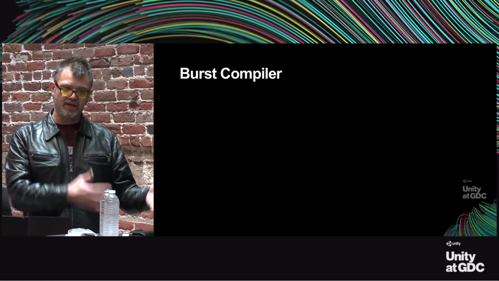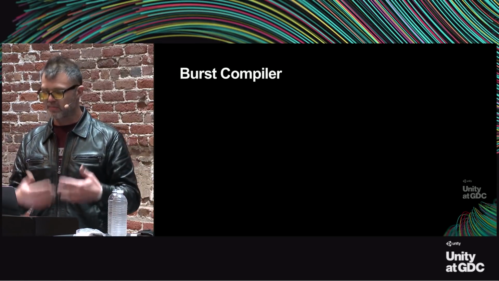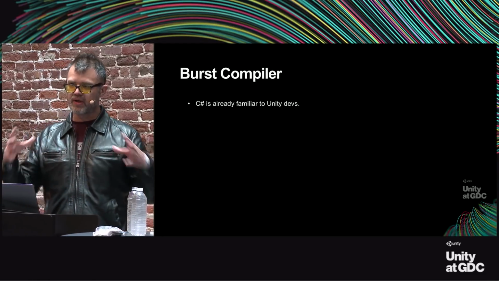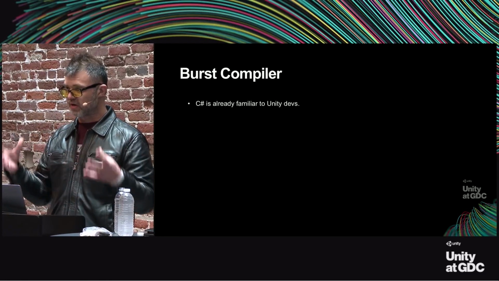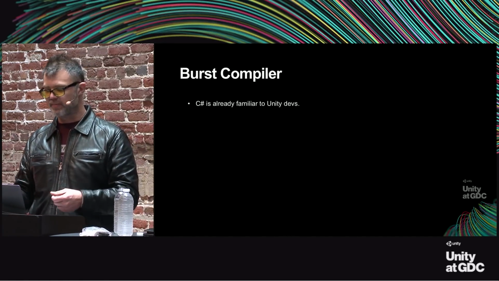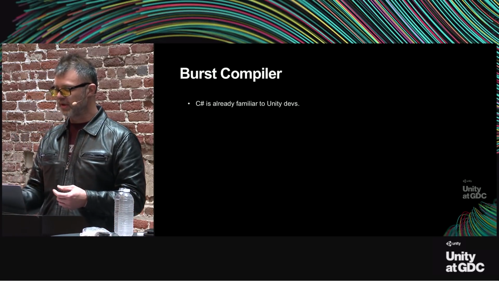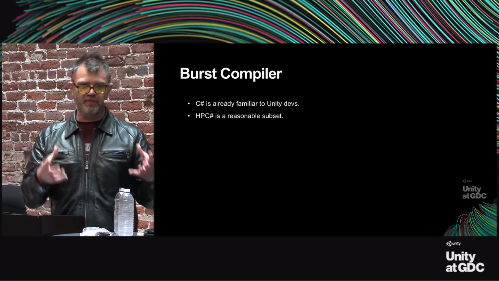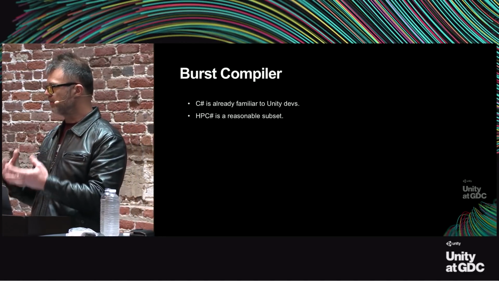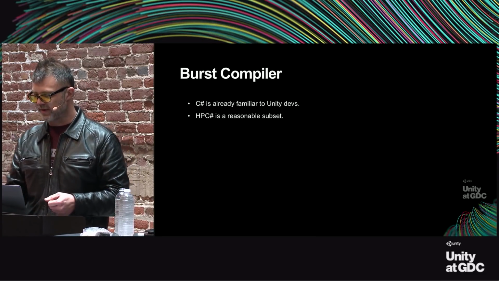As a sort of second leg to what we're doing, we're also working on what we call the burst compiler. We know that C# is already familiar to our developers, so we're continuing along this path. We're refocusing on C# and a specific subset that we're calling high-performance C#. High-performance C# is a reasonable subset of C# that is optimizable, that we can reason about, that you can reason about, and yet still familiar in terms of development.